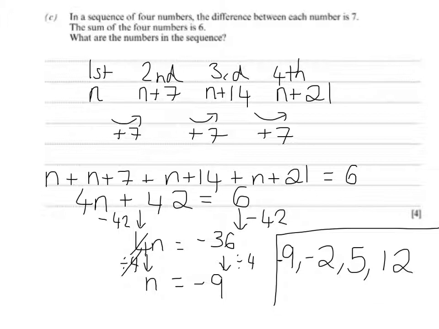So if we double check that that works, if we did minus 9 plus minus 2 plus 5 plus 12, we should get the answer 6, which we do, so we know we've done it right, and those are our 4 numbers.